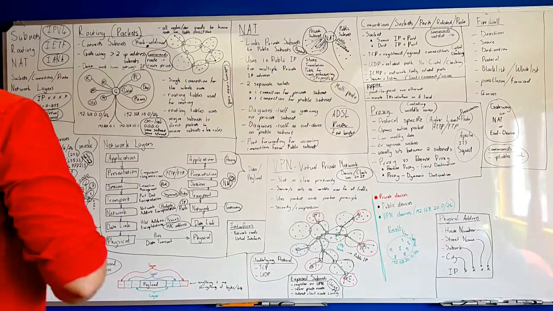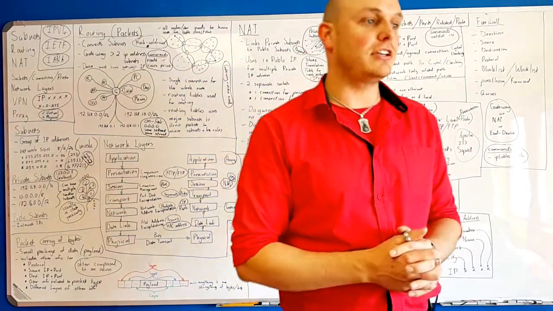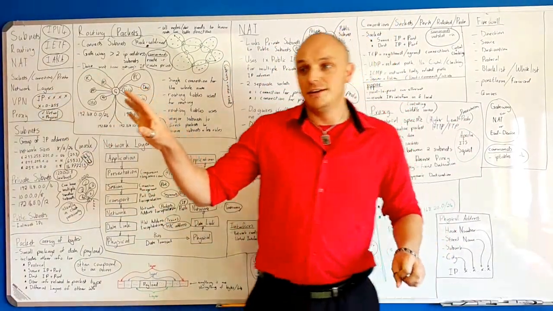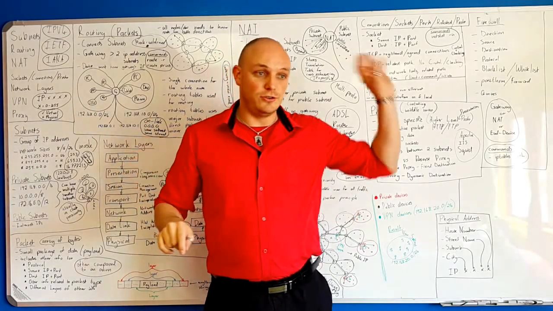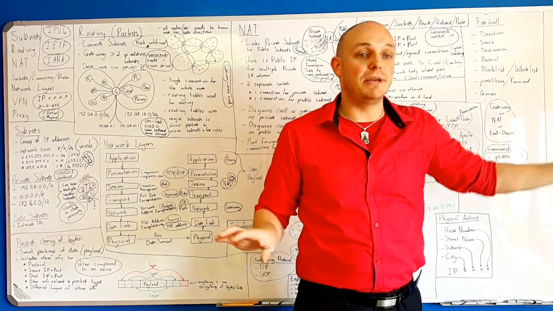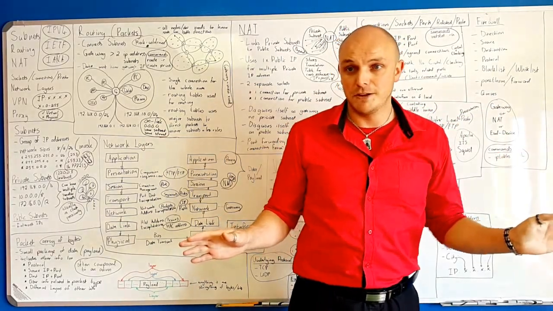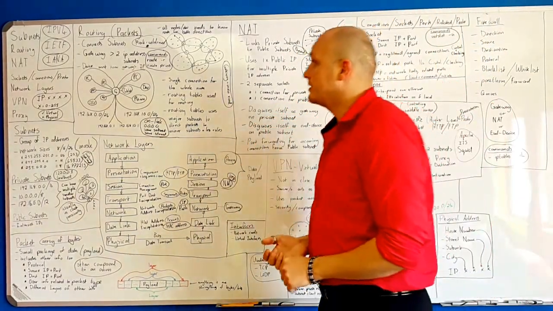Next up, routing. So now this packet travels through the internet. It needs to get from one subnet somewhere, or from an IP address in a subnet, to another IP address in another subnet. And this can technically be anywhere in the world. So now it needs to find a way to get there. And that's where routing comes in.